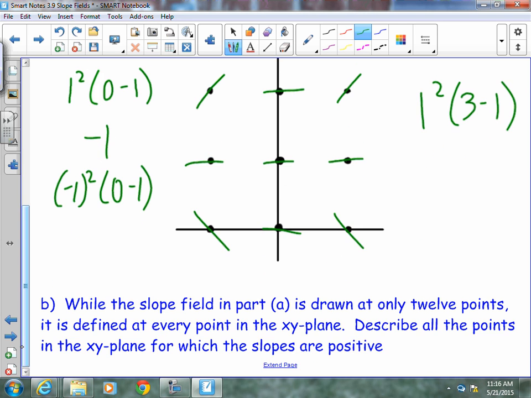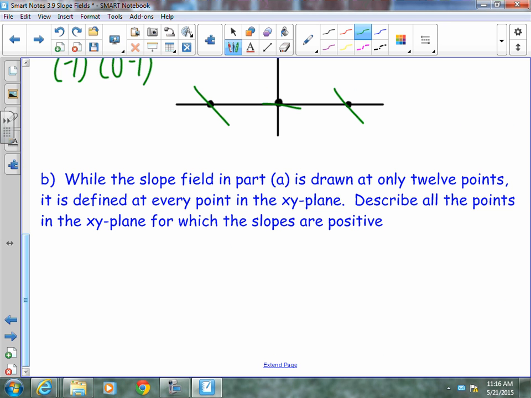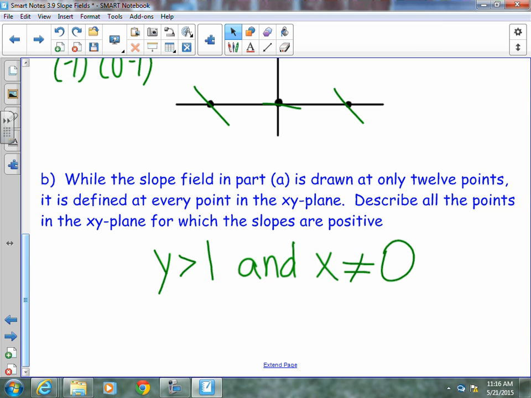Now, it asks, while the slope field in part A is drawn in only 12 points, it is defined at every point in the xy plane. Describe all the points in the xy plane for which the slopes are positive. And that would be everywhere where y is greater than 1, but there's a catch. Because when x equals 0, it's 0 slope. So we can't include where x equals 0. So everywhere where y is greater than 1 and where x is not equal to 0.